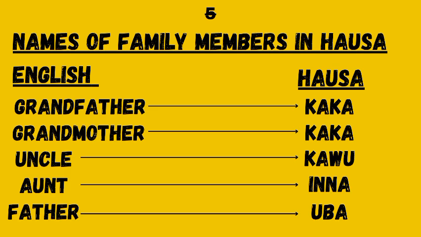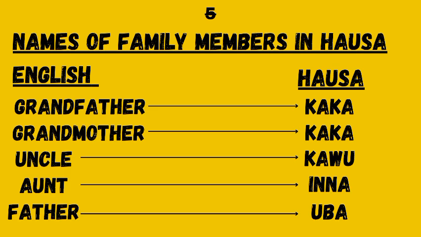Let's begin. Grandfather, kaka. Grandmother, kaka. Uncle, kawu. As you can see, we used the first K for the spellings, the K that does not have a curve. That's why it's pronounced as ka.